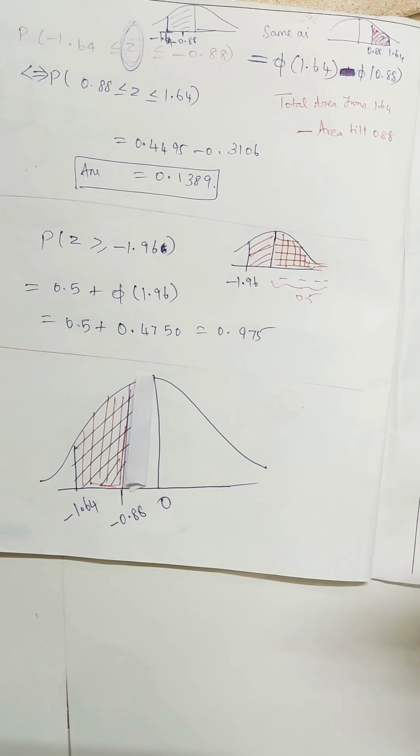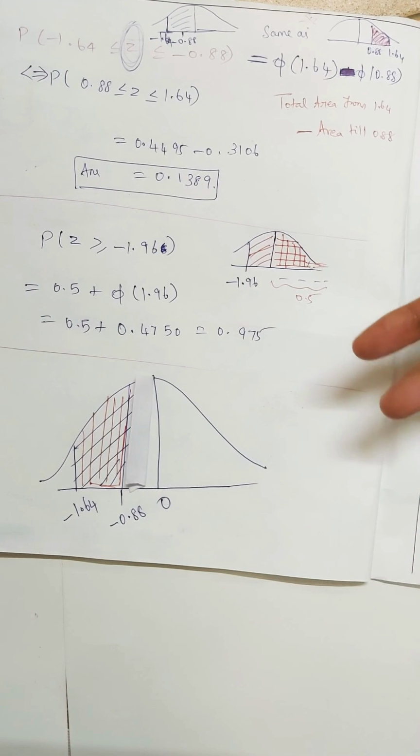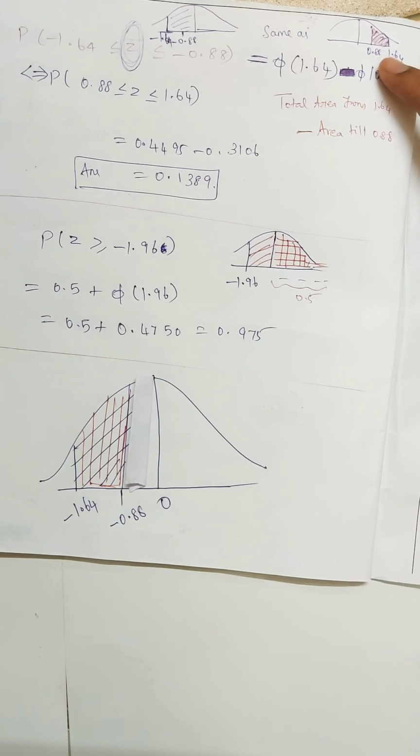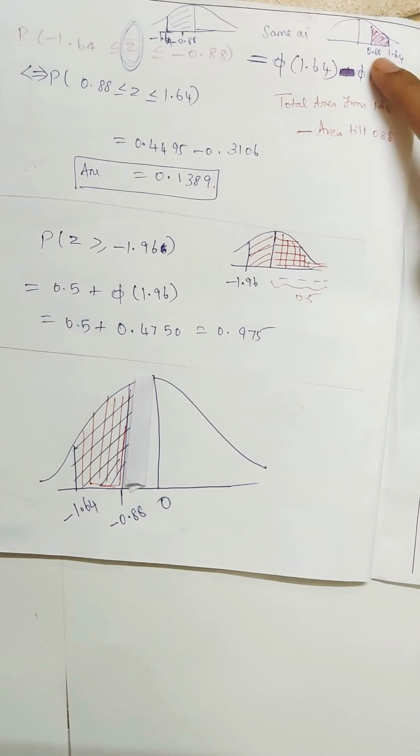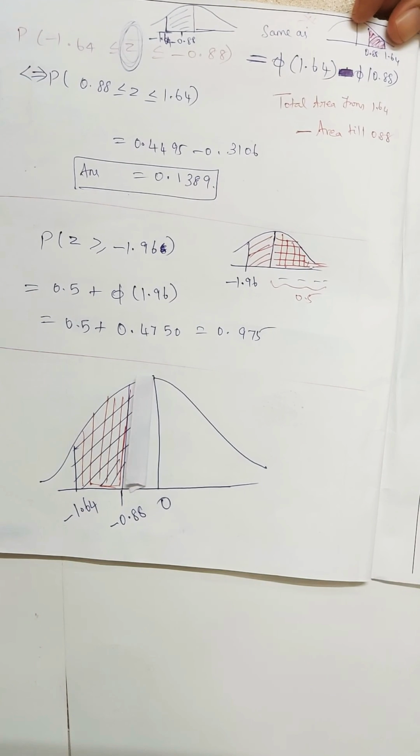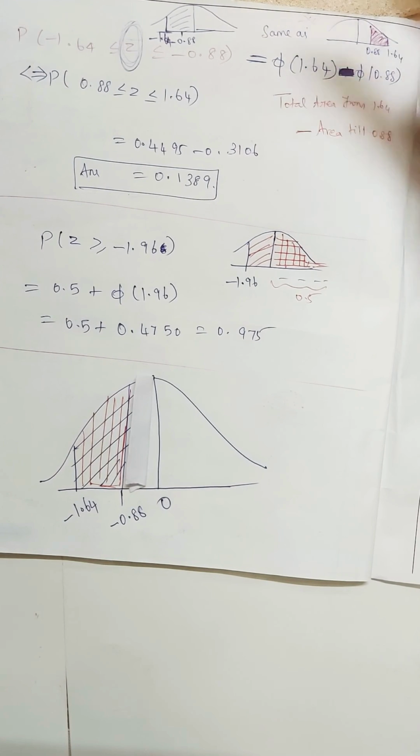Whenever something is negative, you can convert it completely to the positive side. How can you convert it? It is the same as 0.88 to 1.64. It's on the left hand side, now it's on the right hand side. So if you see like this, it's easy for you. 0.88 to 1.64. I want only this area from 0 to 1.64, only this piece of cake I want. From 0 to 1.64, if I remove 0 to 0.88, I will get this.